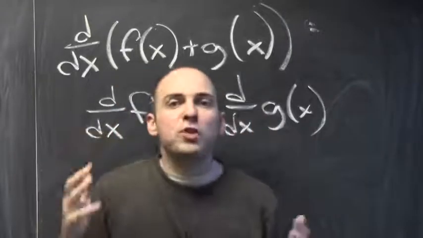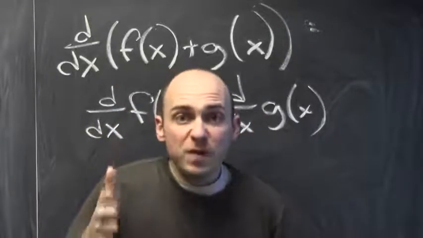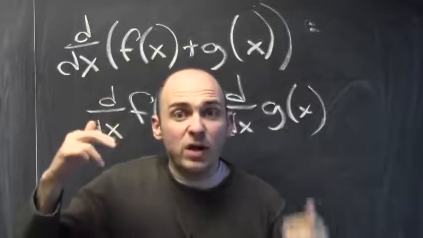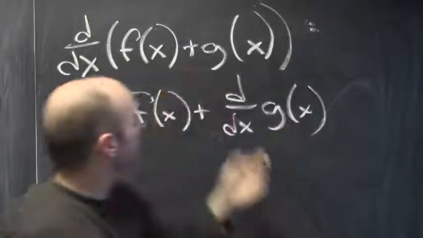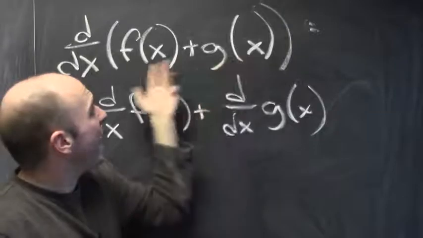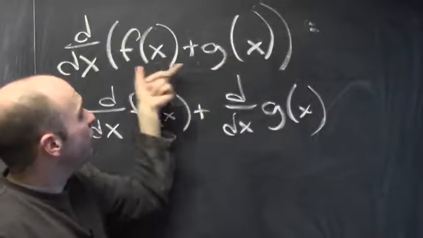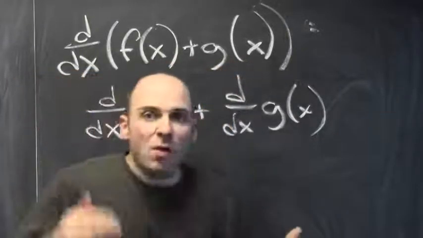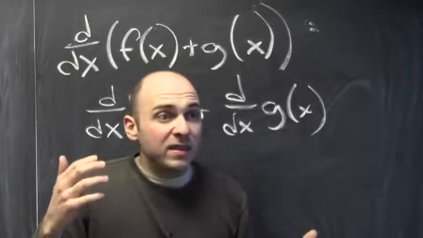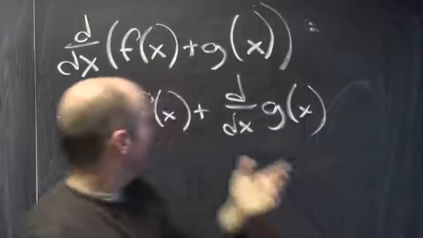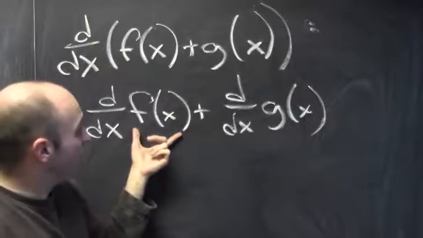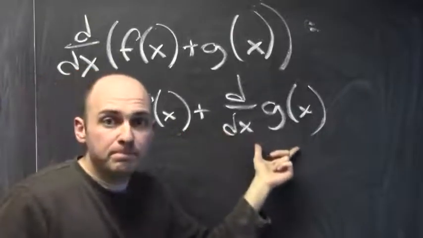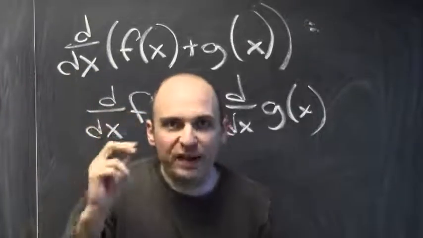Well, think back to what the derivative is measuring. The derivative is measuring how changing the input affects the output. In this case, I want to know how changing x affects the sum of f of x and g of x. Well, the sum is affected by the sum of the effects: the sum of the derivative of f and the derivative of g. Let's see this in a specific case.